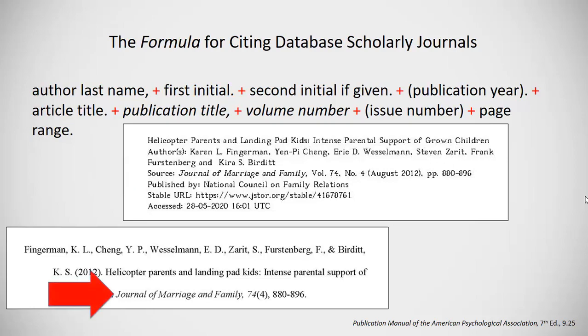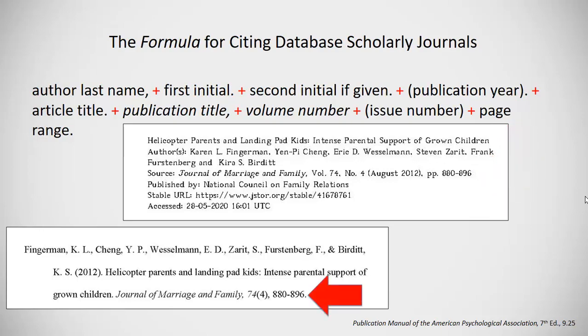Scholarly academic journal articles also have volume numbers and issue numbers. There's that information, and there it is in the citation. Make sure to follow that format with the issue number in parentheses. Finally, you'll add the page range, which is right there, and follow that format in the citation.